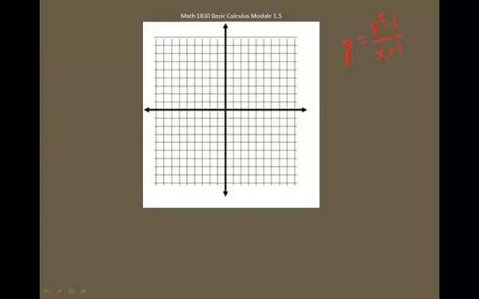Let's take a look at the rational function y is equal to x squared minus 1 over x plus 1. If we factor the top, because it is a difference of two perfect squares, we're going to get x plus 1, x minus 1 over x plus 1. And we know from division that we can cancel these two things. So notice that there is a common factor.